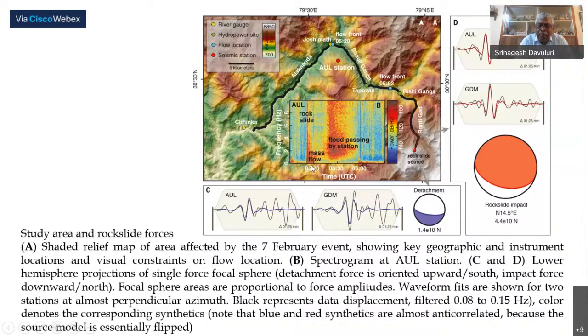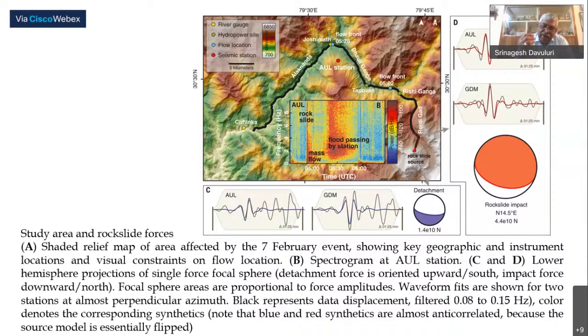And if you look at the probability spectral density function of the seismogram, you can very clearly see the rock slide. There is a high energy, which you can particularly see. The greater the red the color, the more the energy is, the power of the spectral energy is more. And then we have the mass flow, which is happening. And then after 15 to 20 minutes, you do have the flood passing by the station. And very clearly, the flood was passing by the station for about 10 to 15 minutes.